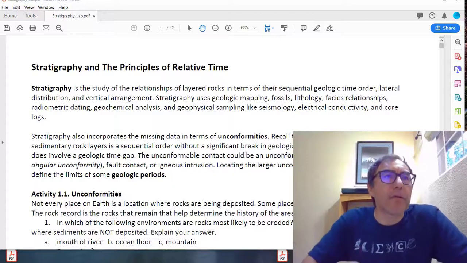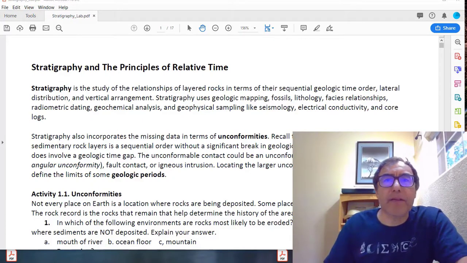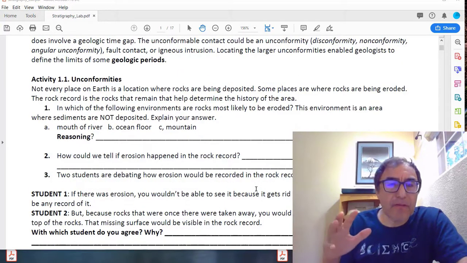Hello and welcome to Historical Geology, and today I want to look at the stratigraphy lab. A lot of this is background information and I talk about this in my video lectures, so read through this obviously after watching my videos and taking notes from lecture. You'll have a better understanding of these concepts as well.